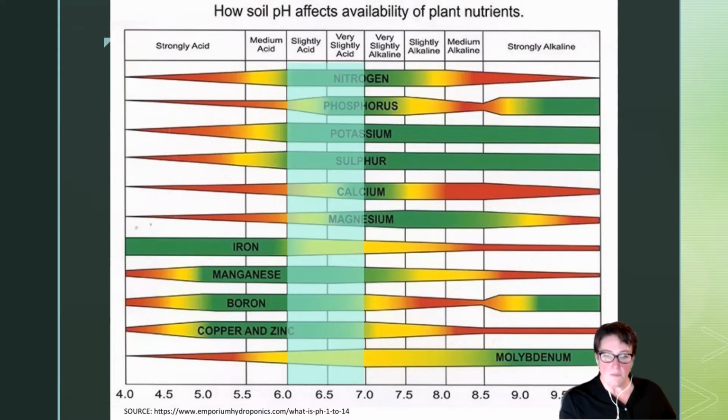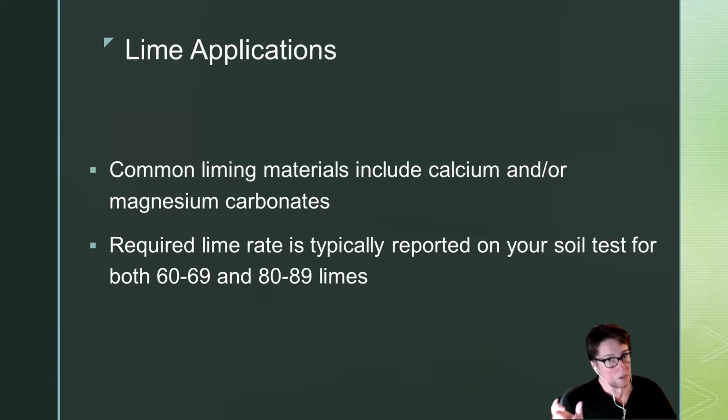So when we look at liming our soils, in order to make those lime recommendations and figure out how much lime we need to apply in order to bring that soil pH up into that target pH range for my crop rotation, I'm going to need to have an up-to-date soil test. And that soil test is going to give me lime recommendations for oftentimes the 60-69 effective neutralizing material lime, as well as that 80-89 effective neutralizing material lime. Common liming materials in Wisconsin include the calcium and or magnesium carbonates, so the calcite, as well as dolomite limestones, which are mined from the ground to a particular fineness and then applied to the field.